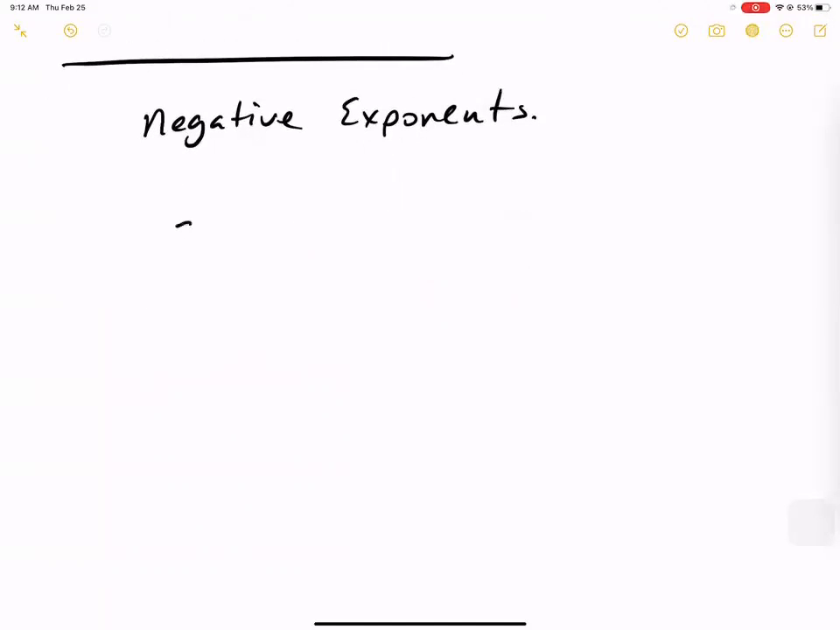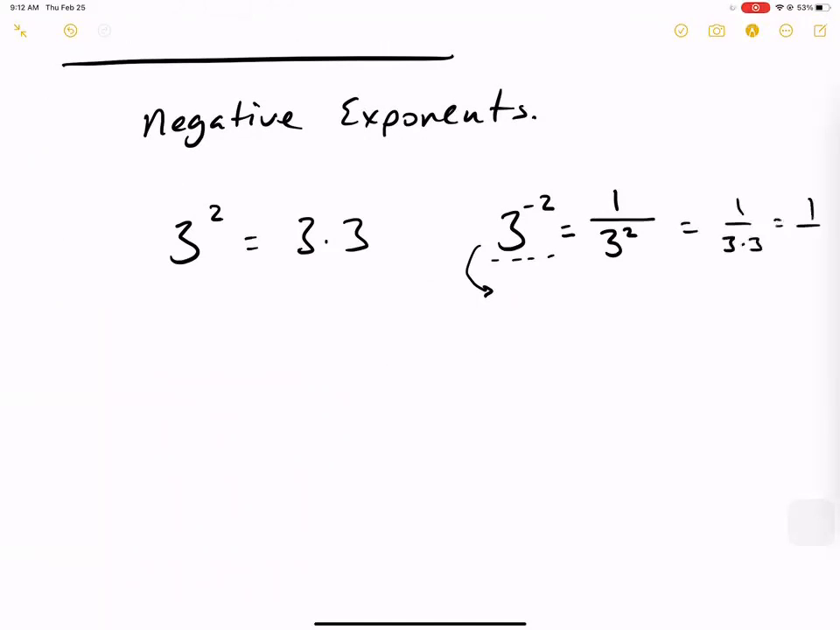If I wrote 3 squared, we know that's 3 times 3, right? But if I write the negative exponent, 3 to the negative 2, this is actually us rewriting this problem as 1 over 3 squared. So what I'm saying here is if we have a negative exponent, it means you don't belong on this side of the road. You actually belong on the other side. And this is the same as me writing 1 over 3 times 3, which is 1 over 9.